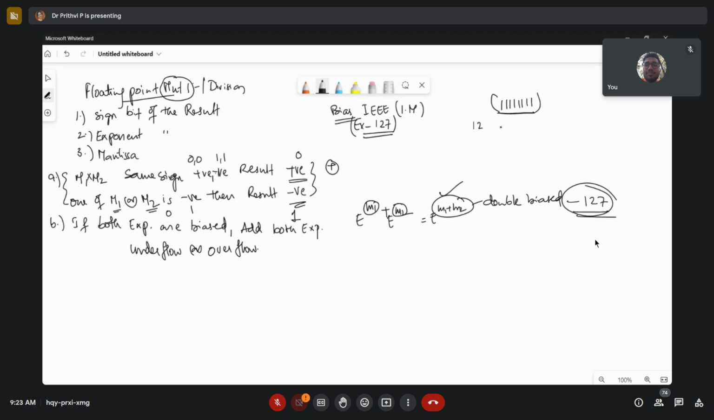If it is a negative value, minus 127 is the minimum value you will have. If the value is less than this, it is underflow. So you have to find the underflow or overflow of the exponent, and accordingly we need to adjust the mantissa. How do you adjust that?